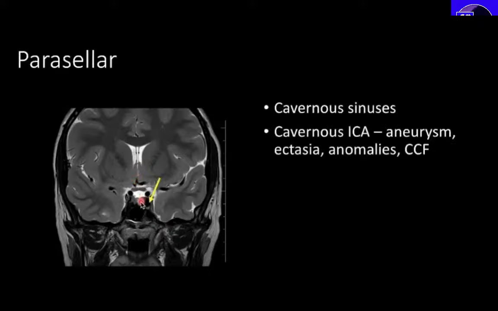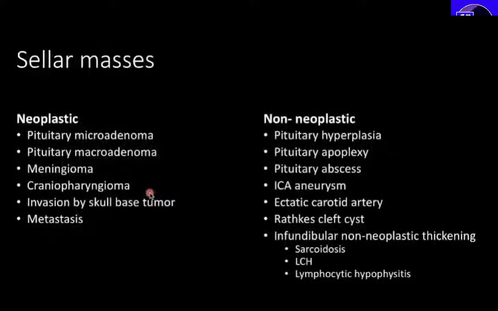Lateral to the sella, we see the parasellar region. In the parasellar region, we see the cavernous sinuses and we see the flow void of the cavernous ICA. As we note in this patient, for example, the left cavernous ICA flow void is very much enlarged as compared with the right cavernous ICA. So the differentials of aneurysm, ectasia of the ICA or carotid-cavernous fistula should be considered in this setting.